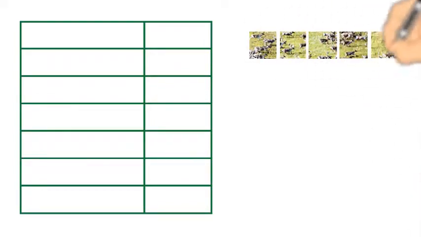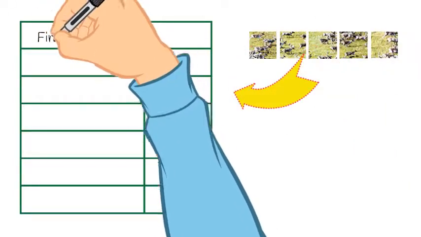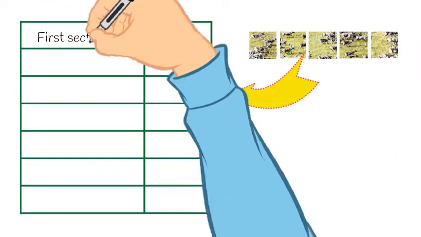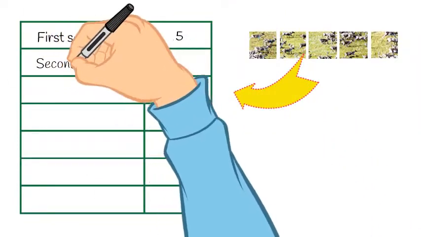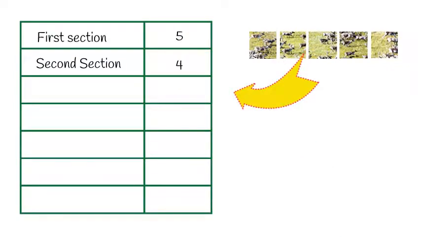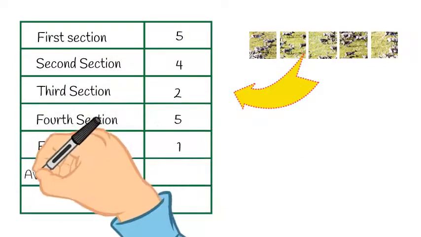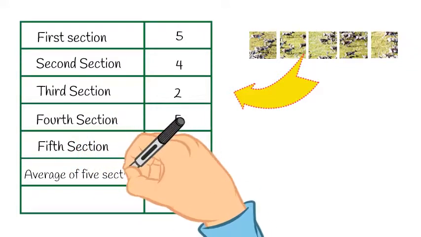For your understanding, I made this table. I write down on the table the number of caribou in each selected section. I count 5 from the first selected section and 4 from the second section, and so on. The next step is to calculate the average of the 5 sections.